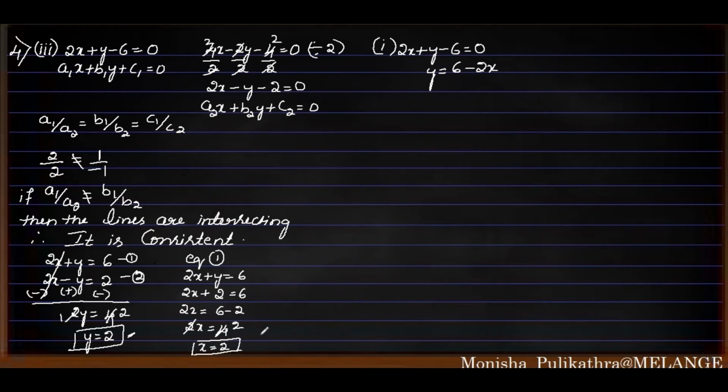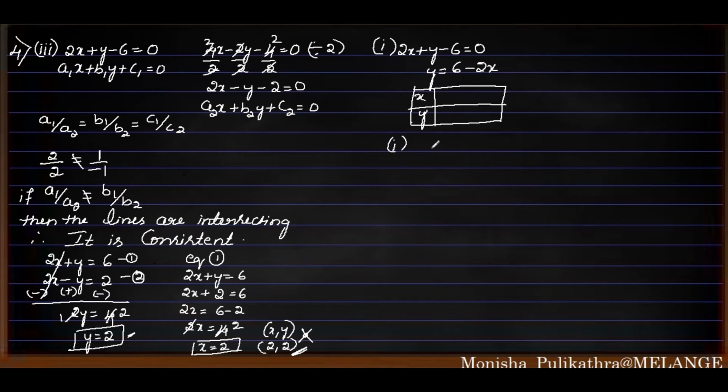Okay, so the intersecting point is (x, y) equal to (2, 2). So in the graph, at the point (2, 2), the two lines will intersect each other. Next, we need to find the points for this. We already have the intersecting point here.